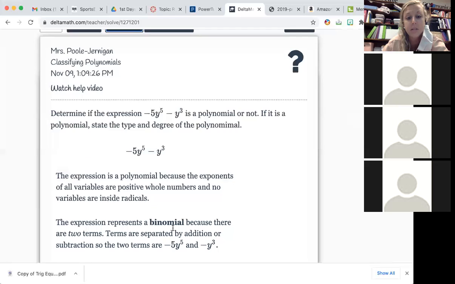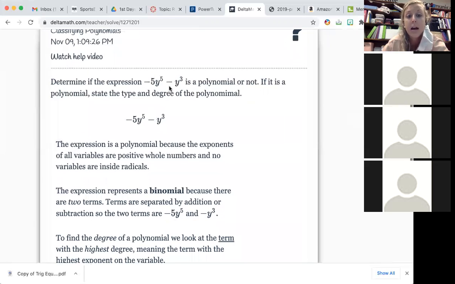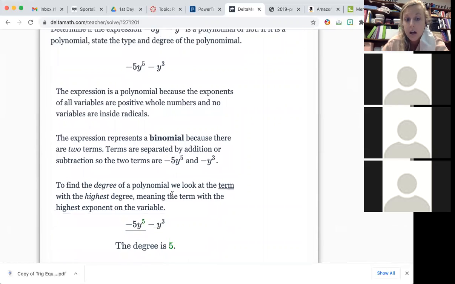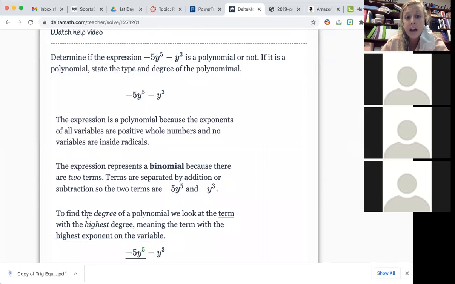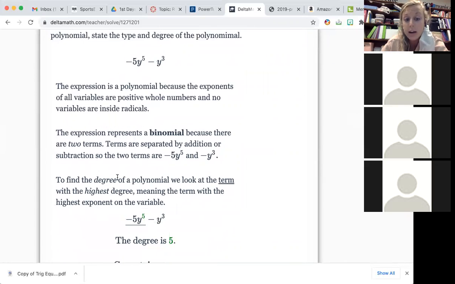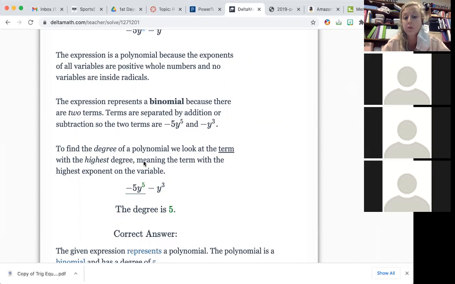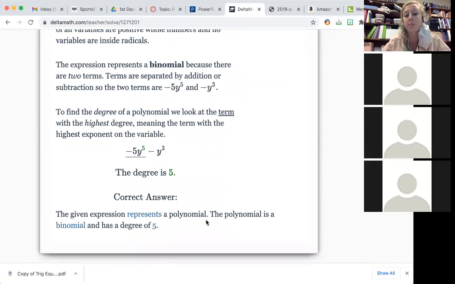the vocab test or quiz, excuse me. If it has 2 terms, it is a binomial, right? And then if it says to find the degree, I need you guys to remember that the degree is just the highest exponent. So for this one, the biggest exponent is 5 or 3. It should be 5. So you should have gotten represents a polynomial. It's a binomial and has a degree of 5.